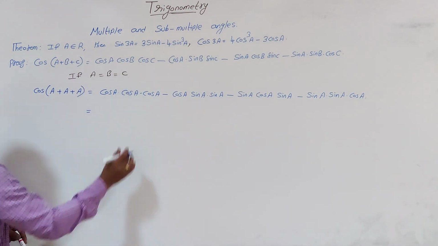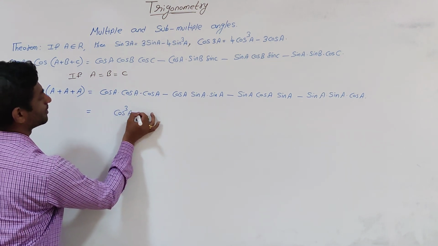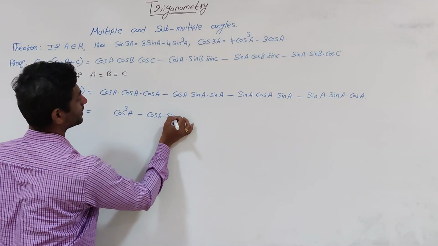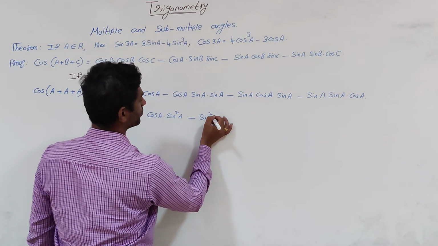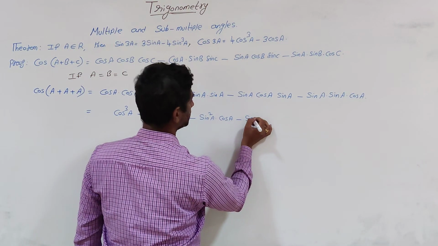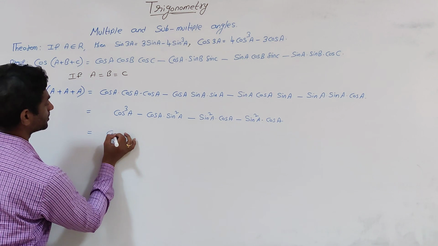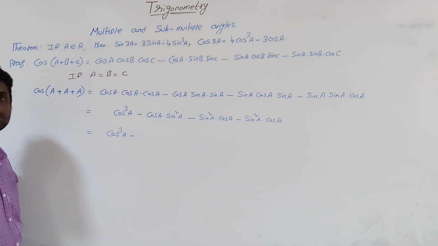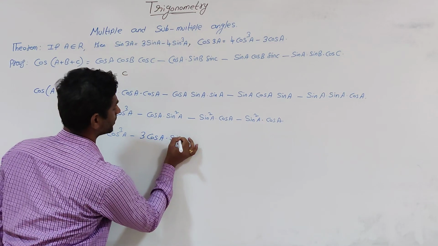So cos A into cos A into cos A, it is a multiple, so it will be cos cube A, minus cos A sin A sin A, so it will be cos A into sin square A, minus sin A cos A sin A means again it is sin square A into cos A, minus sin A sin A cos A is again sin square A into cos A. If you simplify, cos cube A minus these three are like terms, we can add up, that is 3 times cos A into sin square A.